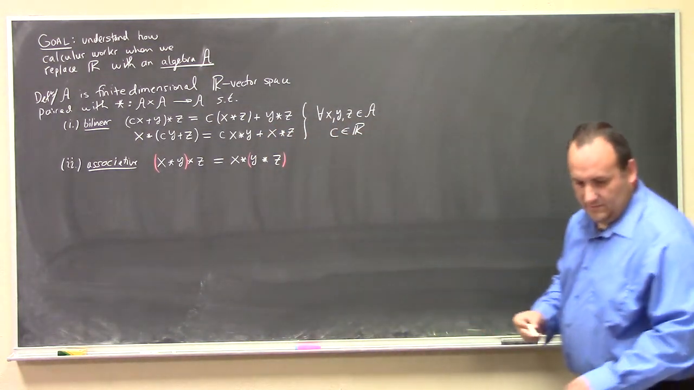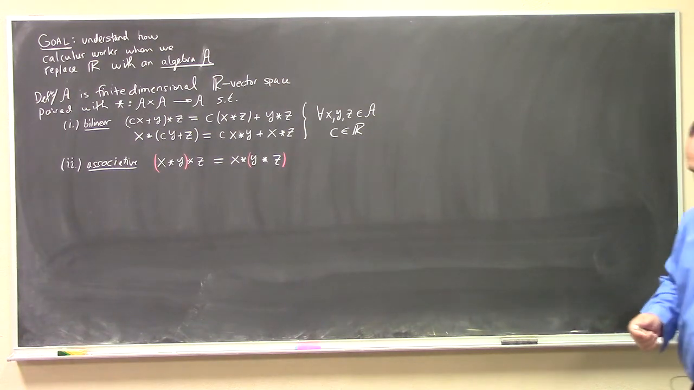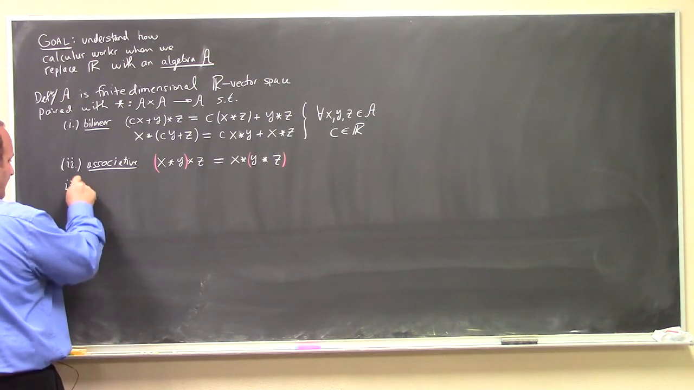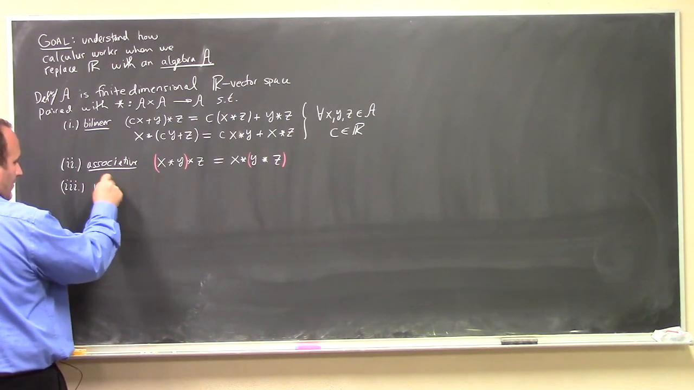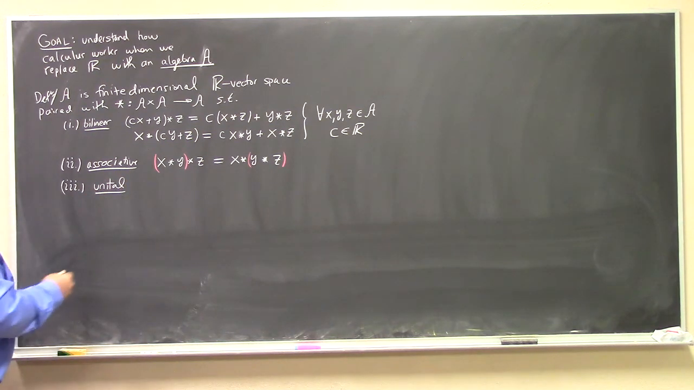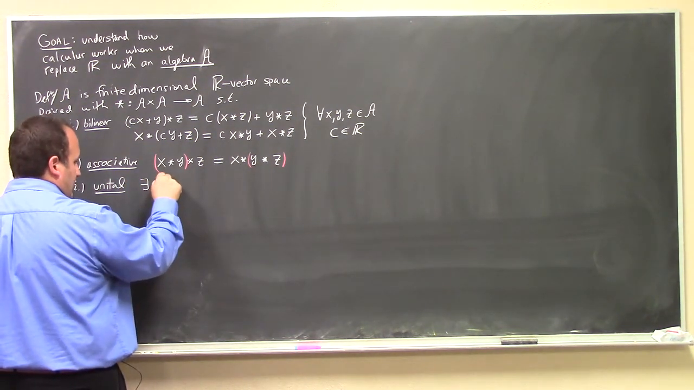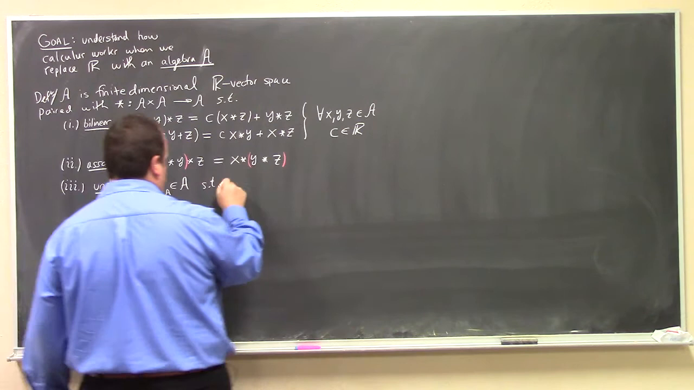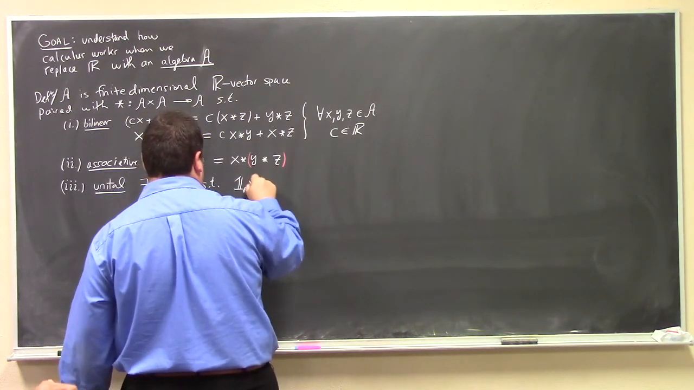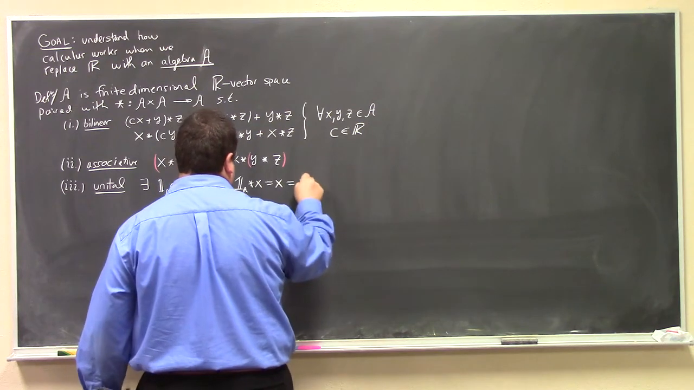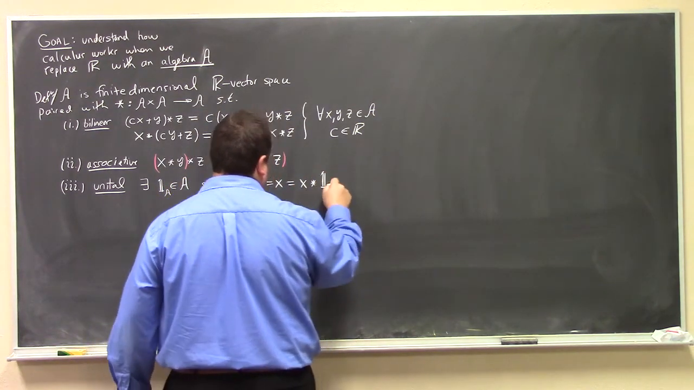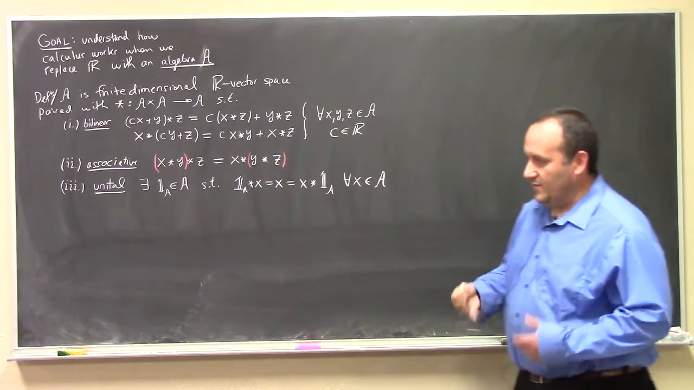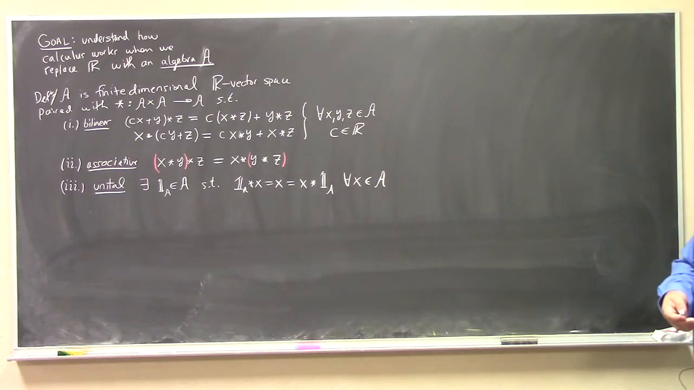And what else do I assume? I also assume it's unital, meaning that there exists, let's say, 1 in the algebra such that 1 star x equals x. So there's a multiplicative unity in the algebra.